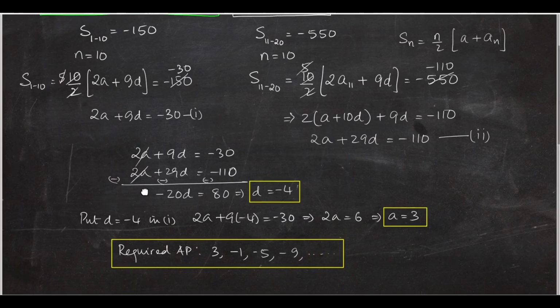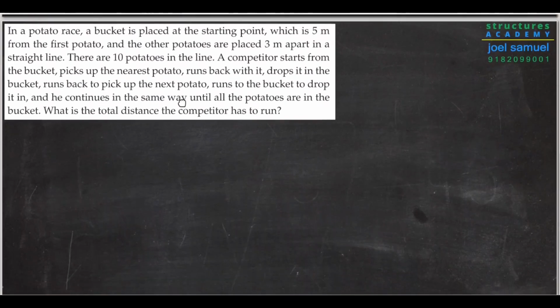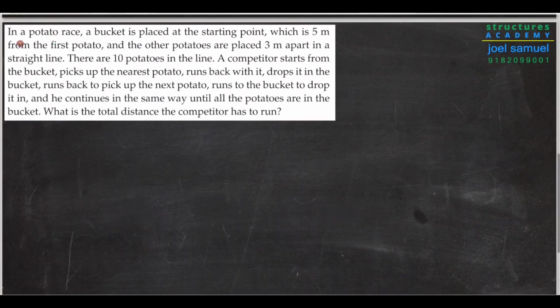Let us now move on to another question. This is a word problem. Let's read it. In a potato race, a bucket is placed at the starting point, which is 5 meters from the first potato, and the other potatoes are placed 3 meters apart in a straight line. There are 10 potatoes in a line.